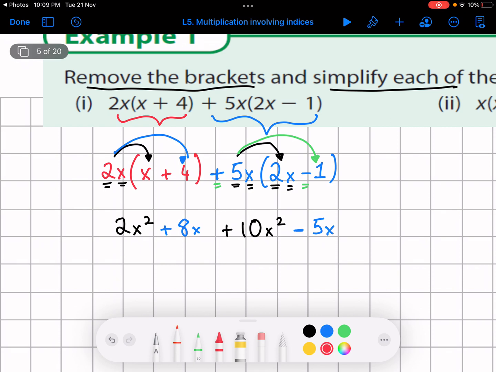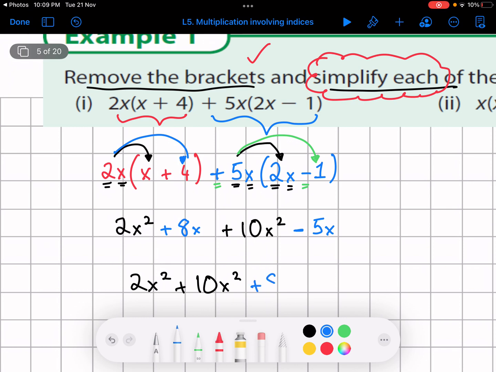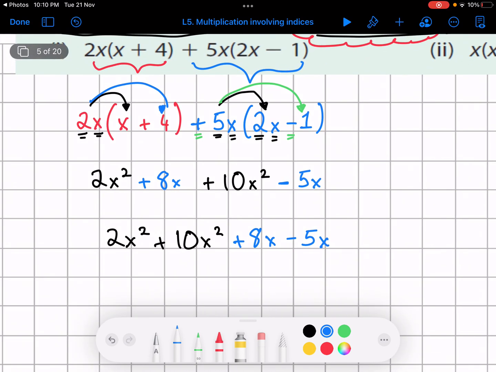So now we've done the first part, which is remove the brackets. The next part that we need to do is to simplify each. A reminder, when we're simplifying, we put like terms together. So we put the 2x squared and the 10x squared side by side. And then we put the plus 8x minus 5x side by side.